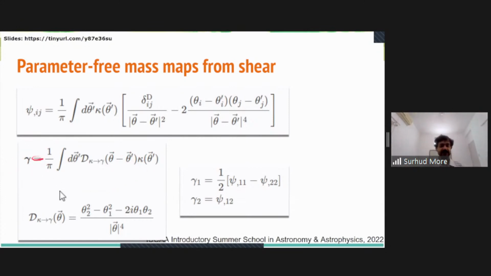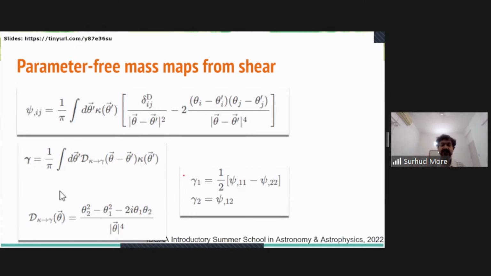So you see, gamma is related to some sort of a convolution integral of a kernel with the surface density, or with the convergence. So this is a convolution operation, right? Because I have an integral over some variable, I have a kernel which is theta minus theta prime, and then a surface density, another field.